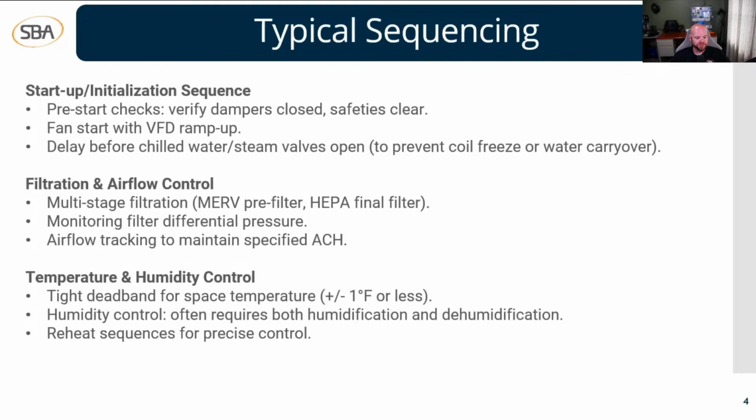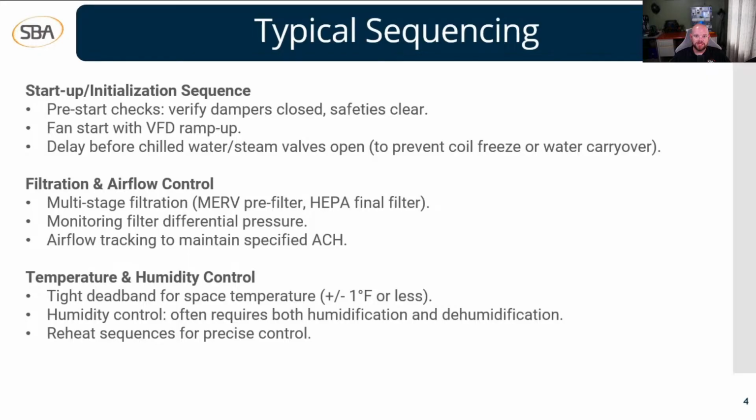Next thing here is our humidity control. This often requires both humidification and dehumidification. So that's why we were stating the steam valves up at the top there with the startup and initialization. So if we're humidifying a space, typically that's done with low pressure steam. So in these operating rooms and clean rooms, we will need some form of low pressure steam to humidify the space if our humidity drops below what we need it to be.